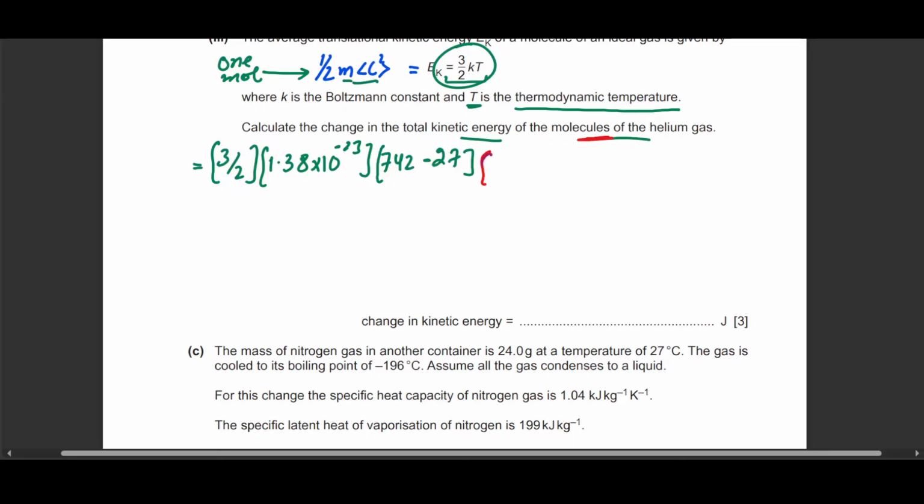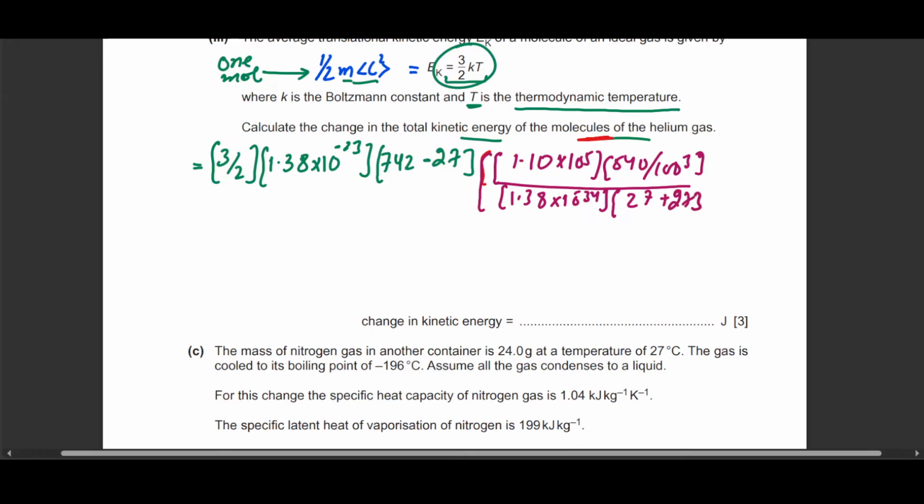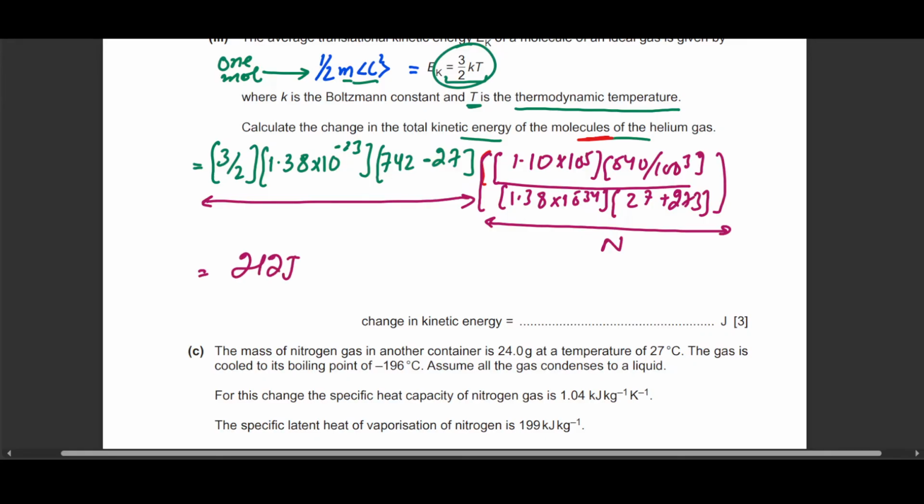So the pressure of the initial situation was 1.10 × 10^5. Volume was 540 divided by 100 cubed, divided by kT, where k is the Boltzmann constant, 1.38 × 10^-34, and the temperature is 27 plus 273. So of course, this is your number of molecules, and this is the energy of just one atom, right? So you multiply this and you get the answer as 212 joules. So this is going to be 210 joules up to two significant figures.